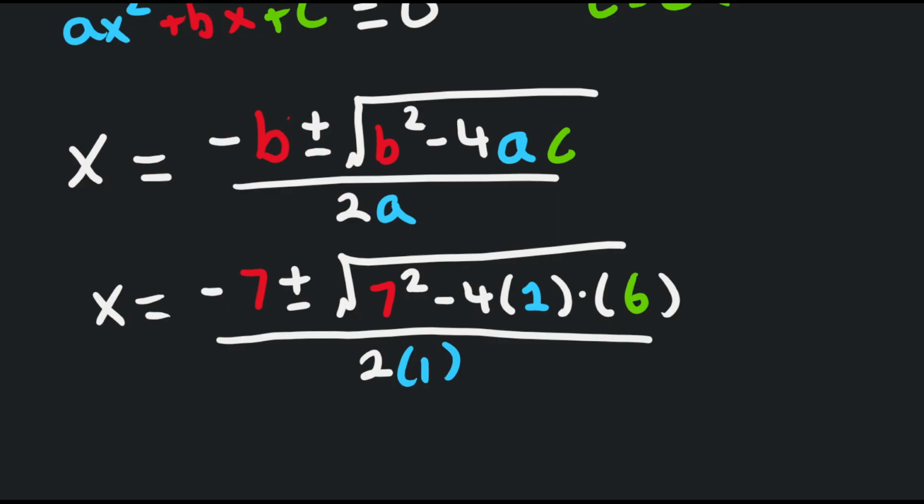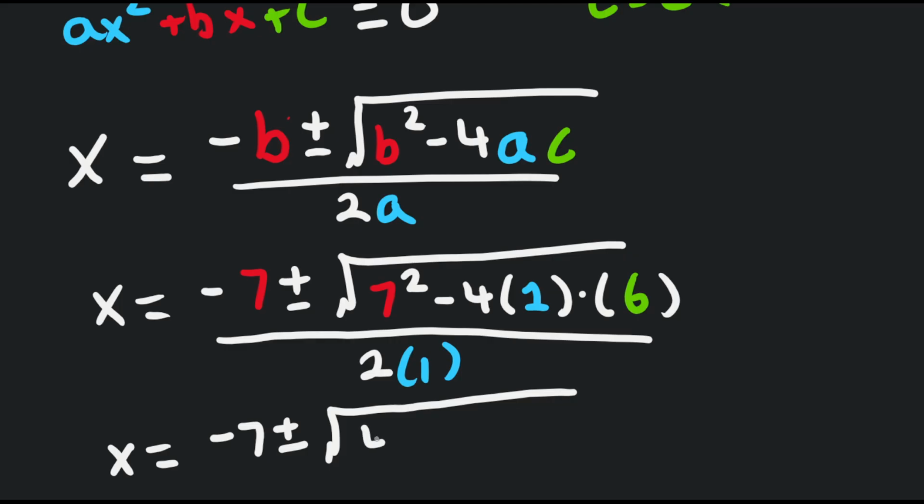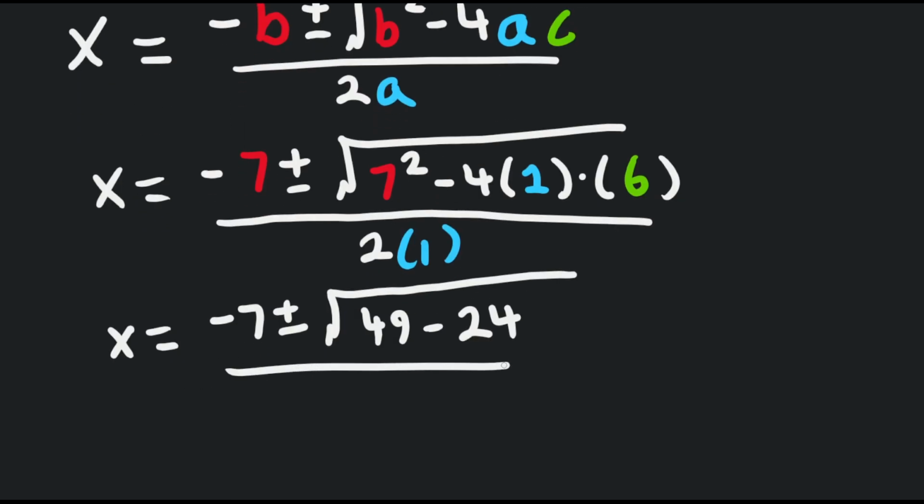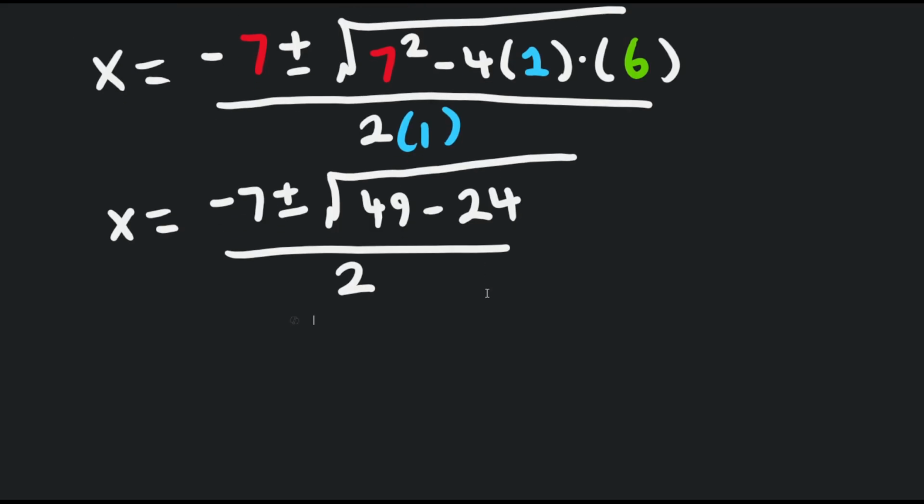Excellent, so let's begin evaluating. So x equals, okay, so we have negative 7 plus minus, and let's evaluate what's inside this radical. So what is 7 squared? 7 squared is 49, so radical 49 minus, and what's 4 times 1 times 6? So 4 times 1 is 4, and 4 times 6 is 24. So 24 all over, and what's 2 times 1? 2 times 1 is just 2. And let's keep going. So we can evaluate this 49 minus 24.